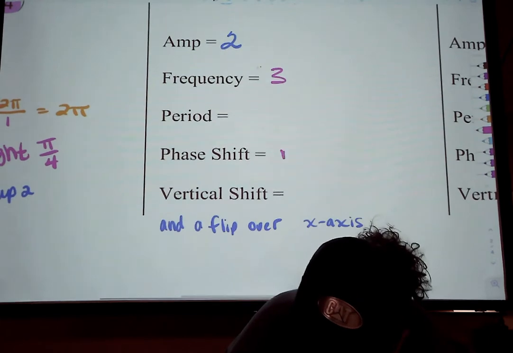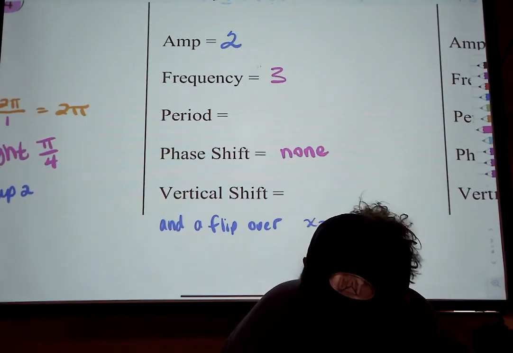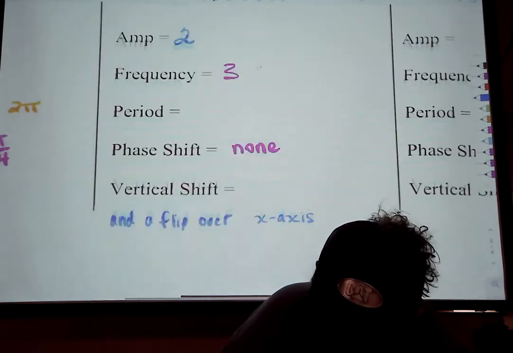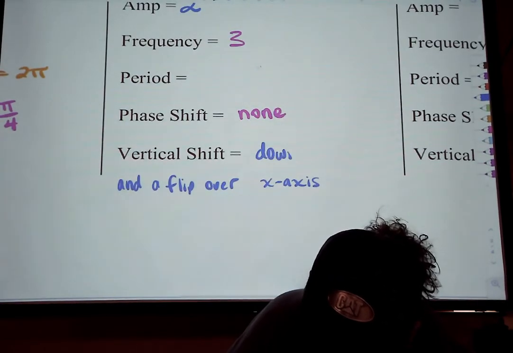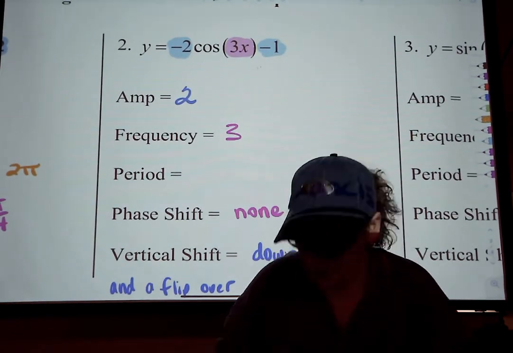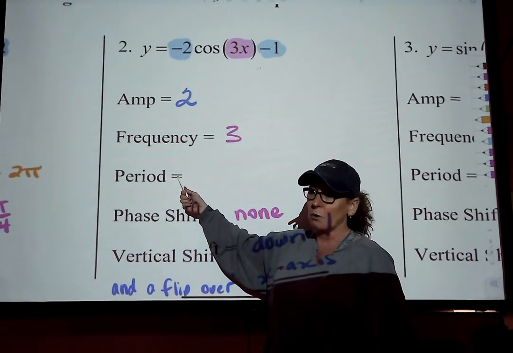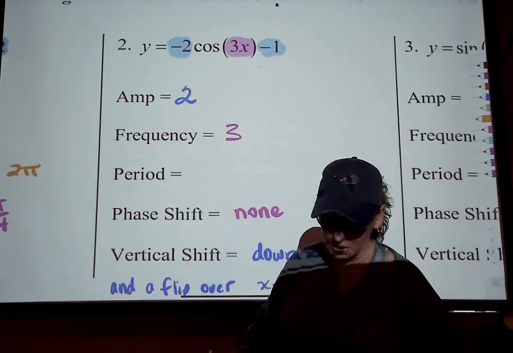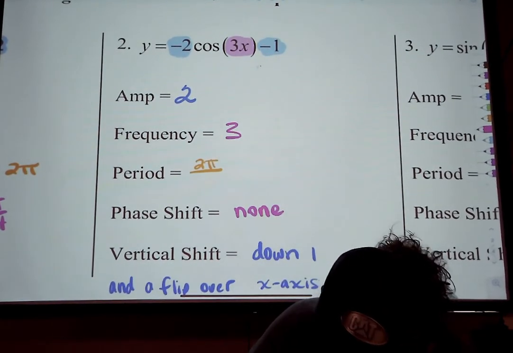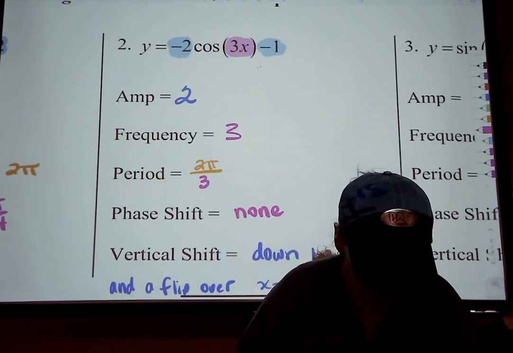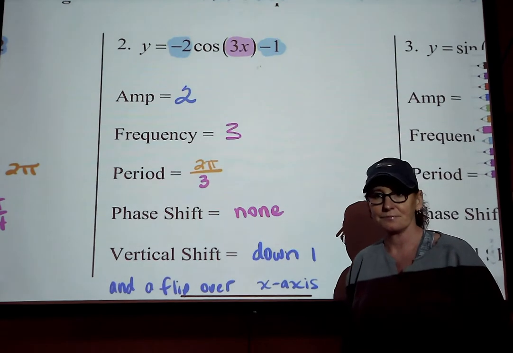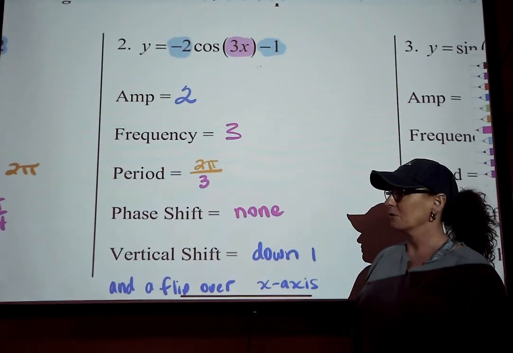Phase shift, there was none. Oh, vertical shift. My bad. I forgot the vertical shift. Vertical shift is going to be down 1. Okay, this is going to be super important when we go to graph it. We have some work to do. So, it's 2 pi over b. Ew. But it is what it is. The period is 2 pi over 3.